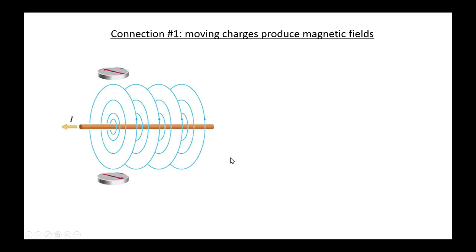Here's connection one. If you send current to the left through this wire, you produce a magnetic field shown by the turquoise or teal rings. So the magnetic field around a moving charge kind of makes a cylinder, or it looks maybe like a slinky. The field lines point this way, anti-clockwise if you're viewing it from over here. So that's it. That's the picture.